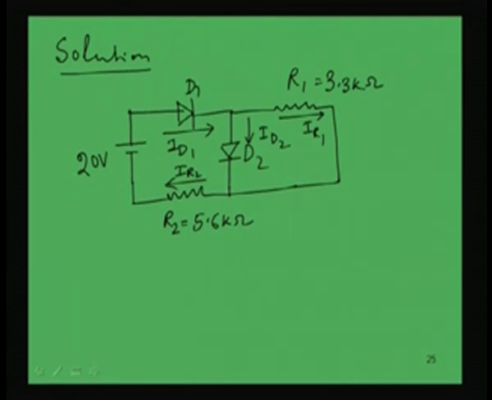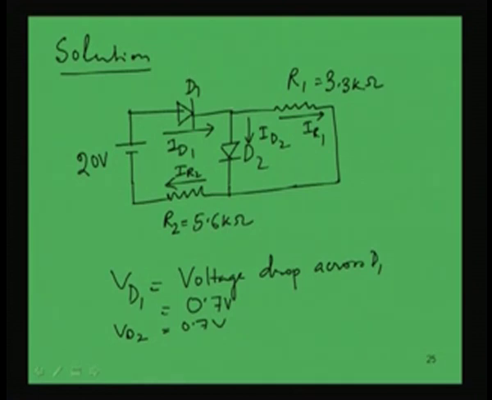So, for that we have to now find out what the current will be. Now, the voltage drop across D1, say VD1, the voltage drop across diode D1 in the constant voltage drop model is 0.7 volt. Similarly, VD2 will also be 0.7 volt. These two diodes are made of silicon, so they have the same drop across them. Now, if we consider the voltage drop across resistance R1, between these two points it is 0.7 volt. So, if we divide this voltage by this resistance 3.3 kilo ohm, I can find the current IR1.